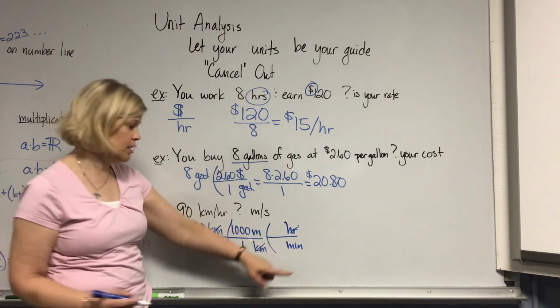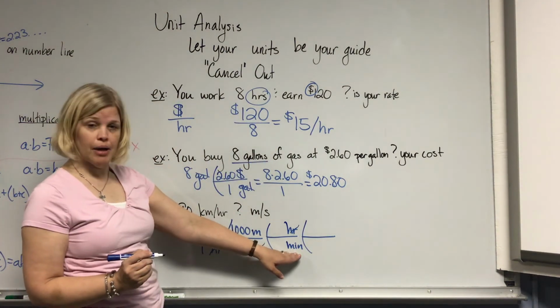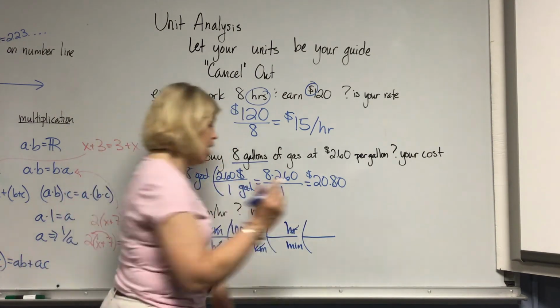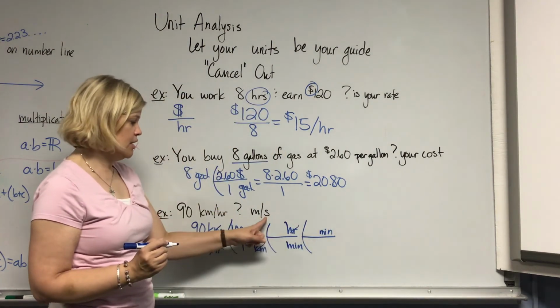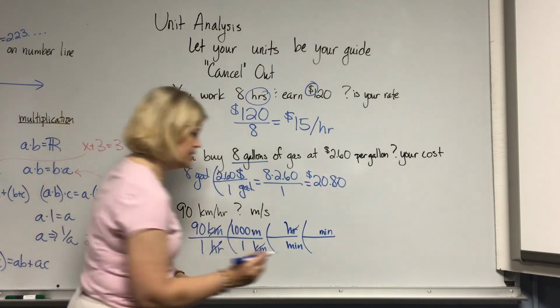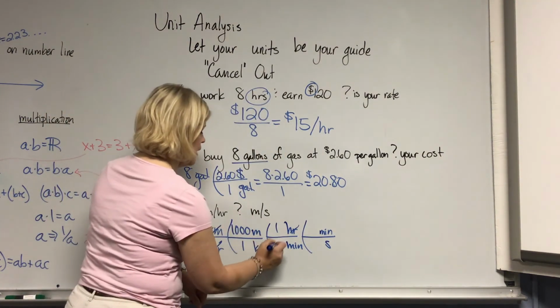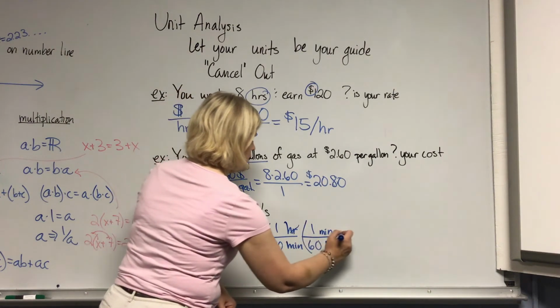Is that what I want? Oh, I don't think so. So minutes is on the bottom. I want to get rid of it. Where does it go? Up top. And can I change minutes into seconds? Yes, that I can do. So now I've got to fill in some numbers. I know in 1 hour there's 60 minutes, and in 1 minute there's 60 seconds.